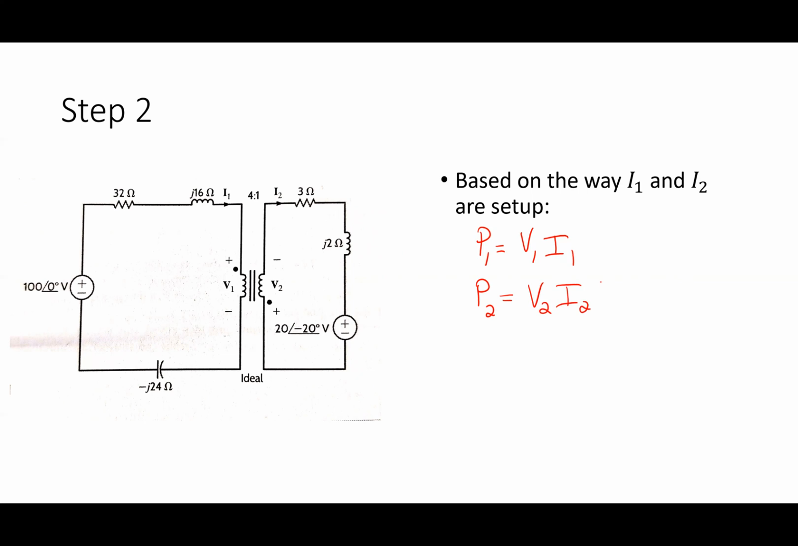When we write the power relationship, I look at whether it is going into the dot or out of the dot. In this case, it's going into the dot, just like I had in my setup. The way I always set this up is I say P1 plus P2 equals 0, or V1 I1 plus V2 I2 equals 0, like that.